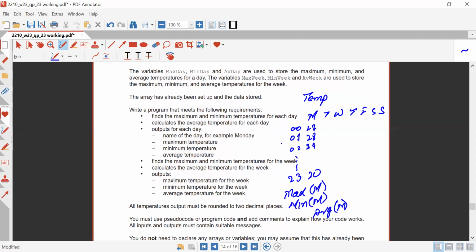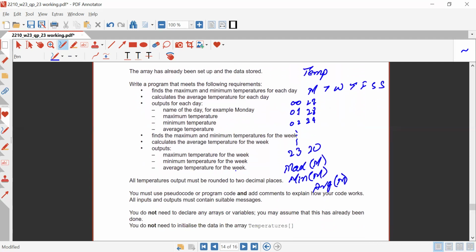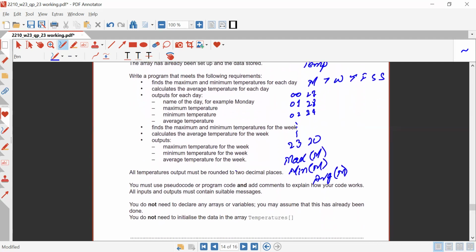Then find the maximum and minimum temperature of the week, and calculate the average temperature of the week. Similarly, what you have done for the days, you now need to do for the week as well. And you need to output the maximum temperature for the week, the minimum temperature of the week, and the average temperature of the week. All temperature output must be rounded to 2 decimal places. That means we are going to utilize the round function to 2 decimal places.